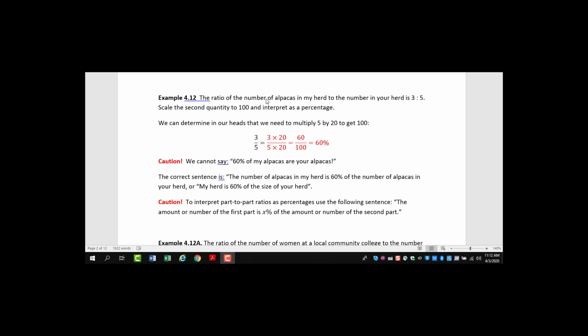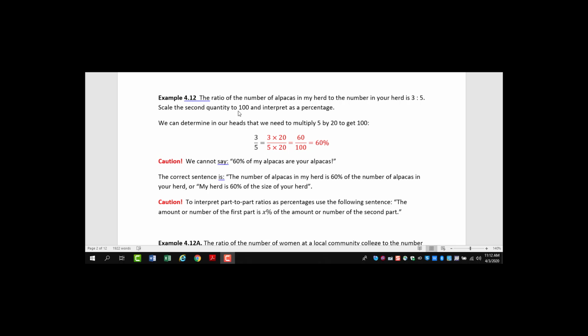We're going to look at the ratio of number of alpacas in my herd to the number in your herd is 3 to 5. That means for every 3 alpacas I have in my herd, you have 5 alpacas in your herd. It doesn't mean that I have 3 alpacas. This is a ratio, right? I may have 6, and in which case you have 10, etc.